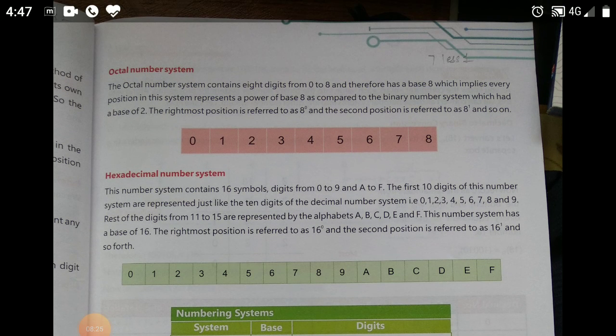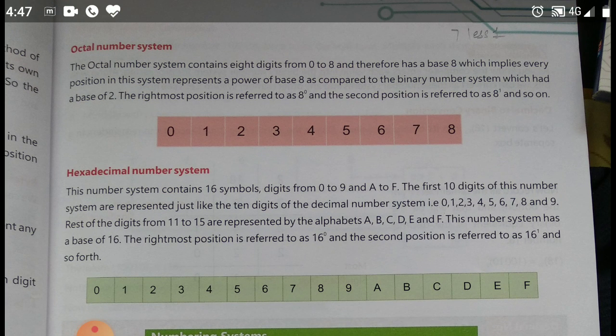Next is the octal number system. Octal means 8. The octal number system contains 8 digits, from 0 to 7, and therefore it has the base 8, which implies every position in this system represents a power of base 8, as compared to the binary system, which had the base of 2. The rightmost position is referred to as 8 raised to 0, the second position as 8 raised to 1, and so on. So see, here is the octal number system: 0, 1, 2, 3, 4, 5, 6, 7.